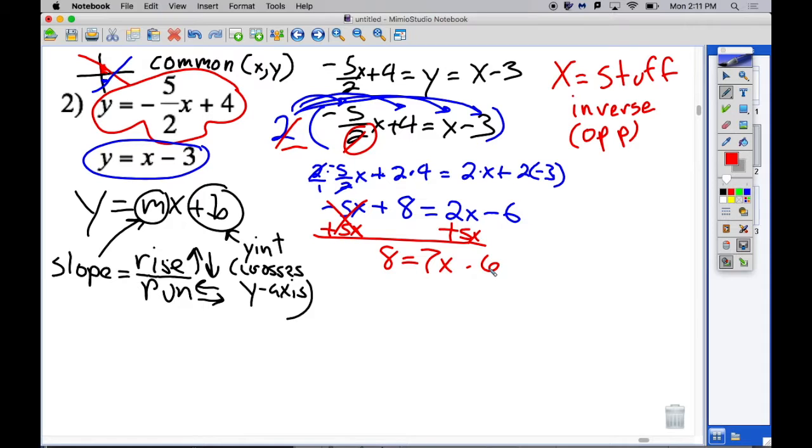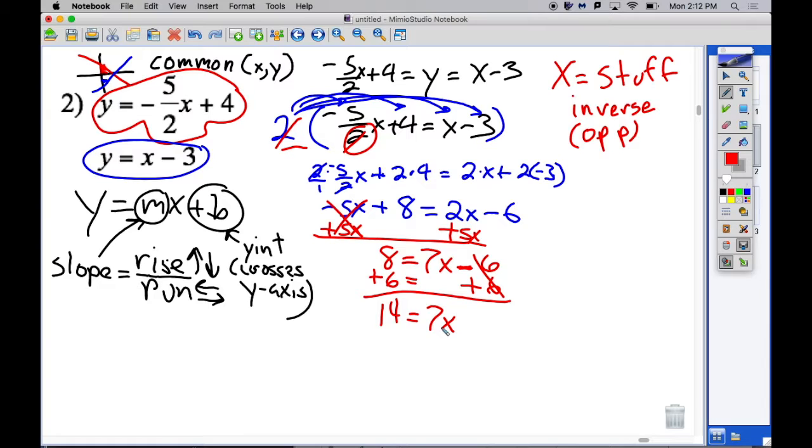And this is a negative, this is a minus sign. Now, I want to get everything away from the x, so what do I move next? 6. It's technically a negative 6, so how do I move a negative 6? You add 6. Yeah, since I'm subtracting 6, I'm going to add 6. And whatever I do on one side of the equal sign, I got to do to the other. So I get 14 is equal to 7x.